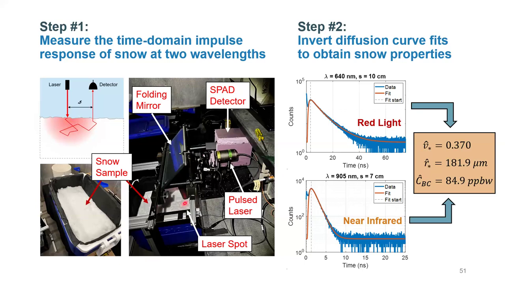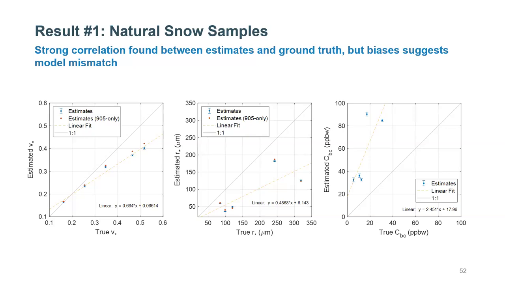And then we validated our method in two sets of experiments. So in the first set of experiments, we collected five natural snow samples that we knew had varying densities and grain sizes, and we tried to estimate their properties. And our results are shown here. The best result is on the left. These are our estimates of the ice volume fraction or density of the snow.